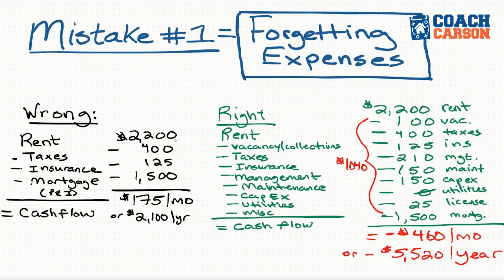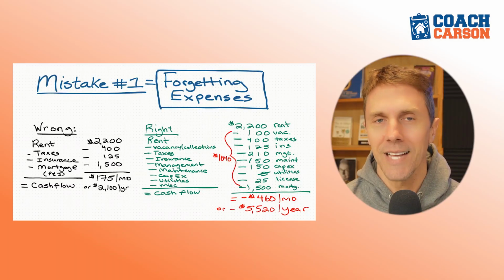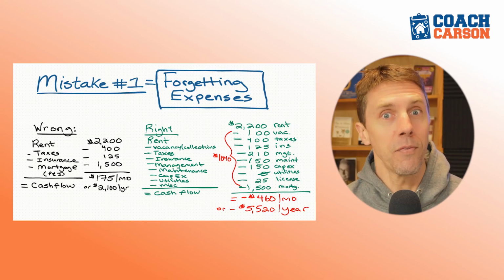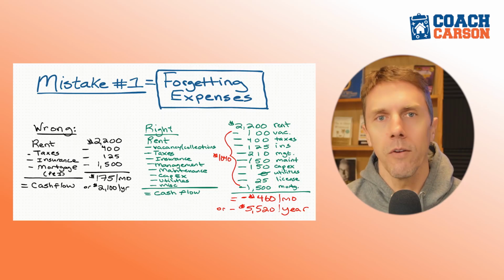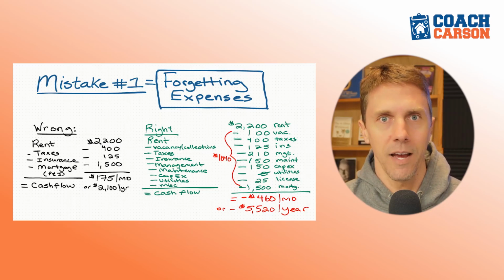They'll say something like this: "Hey, Chad, I have $2,200 in rent on this property, and I've included the expenses like taxes are $400 per month, insurance is $125 per month, and the mortgage payment, the principal and interest, is $1,500 per month. So when I subtract those expenses, this property has positive cash flow of $175 per month or $2,100 per year." Well, actually, that's wrong, because what they forgot to do was include all of the other expenses that you actually have with a rental property.